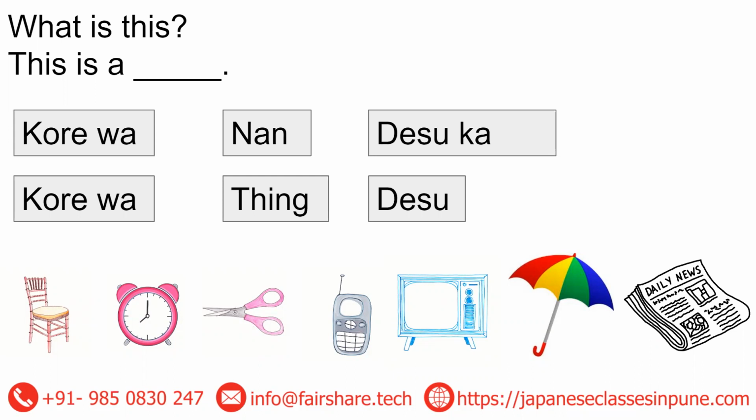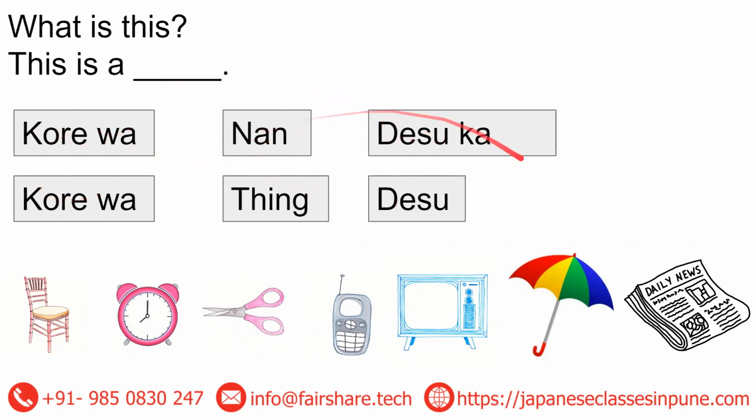So to give you an example, let's take the first few. So the first one is a chair. The word for chair in Japanese is isu, correct? So kore wa nan desu ka? When you're answering, kore wa remains as it is. This is, kore wa, this is, and chair. So isu desu. ये, kore wa ये, कुर्सी है desu. ये कुर्सी है.